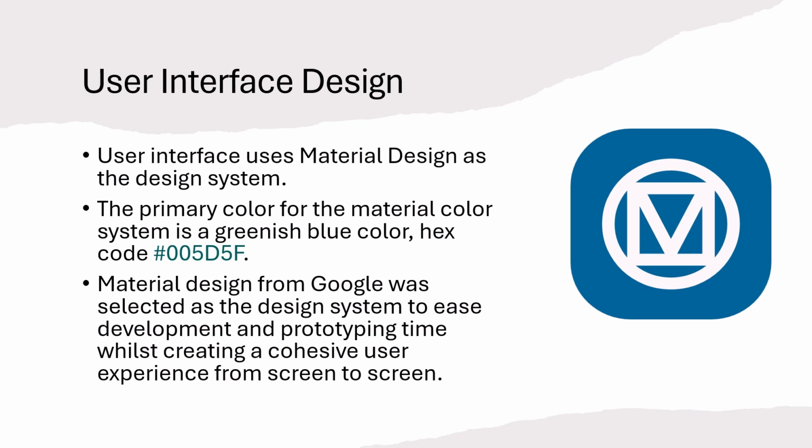Material Design is a design system from Google, and it is a very cohesive and accessible design system. It also has a lot of already existing components that we can use in our designs, which helps speed up our development and prototyping time when we're trying to lay out the pages.